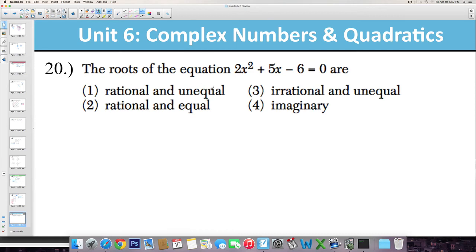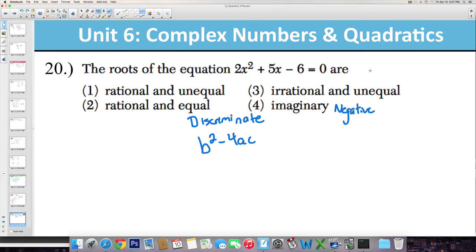So these choices here are describing the roots. And whenever you see real, rational, equal, imaginary, unequal, you need to think about the discriminant. The discriminant describes the nature of the roots. The discriminant is b squared minus 4ac. If the discriminant turns out to be negative, a negative number, that means the roots are imaginary.